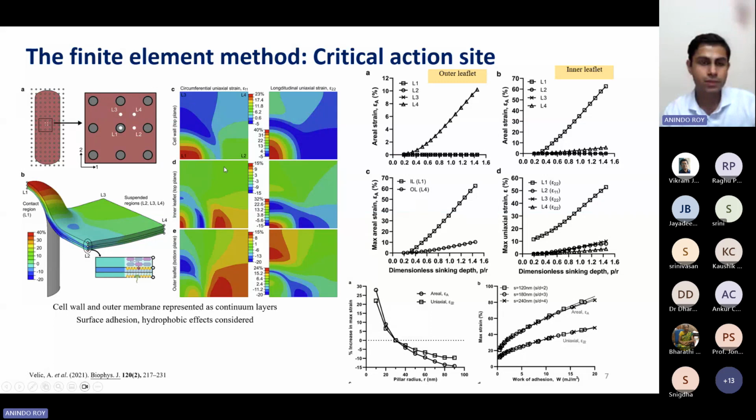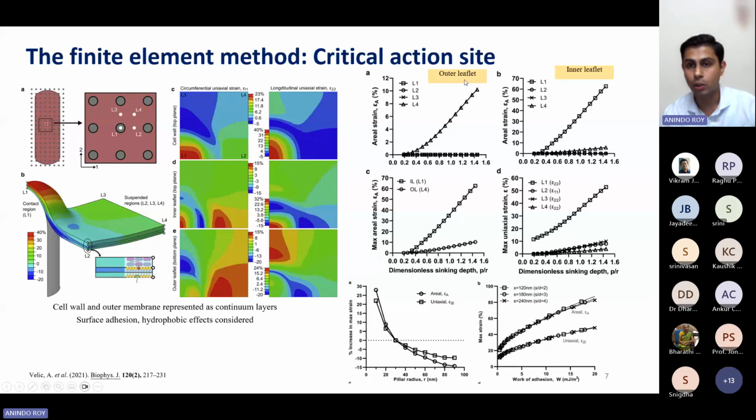Now, from these distributions, we can also calculate the areal strains, and then look at the 4 different points that we have defined and see how these strains are distributed in these 4 points. And that can tell us which layer is strained most at which point, and therefore help us understand where the rupture is actually occurring, why is it occurring, and how is it occurring.